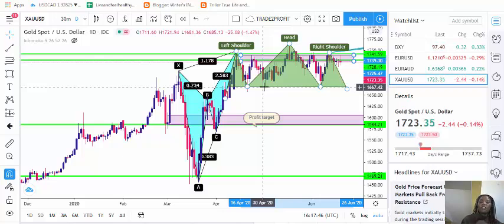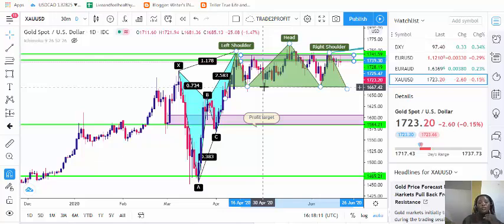Now, the harmonic patterns are of different types. We have the bat pattern, we have the cipher pattern, we have the butterfly and crab patterns, and we also have the Gartley pattern, the shark pattern, etc. So these patterns all have their individual coordinates, as far as using the Fibonacci goes.